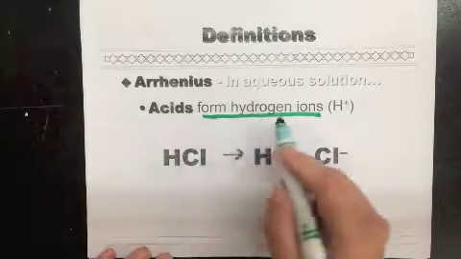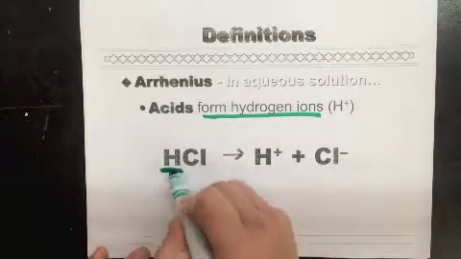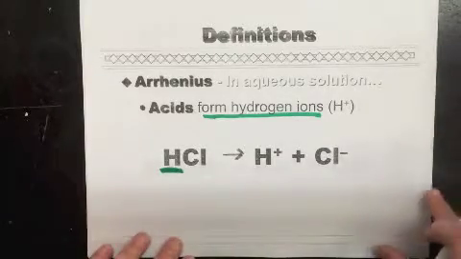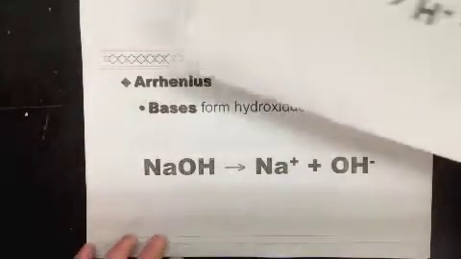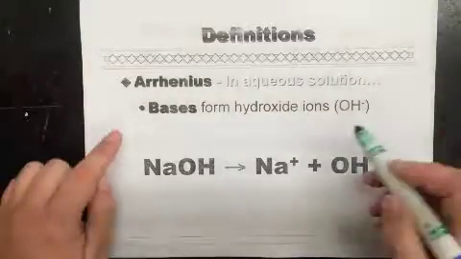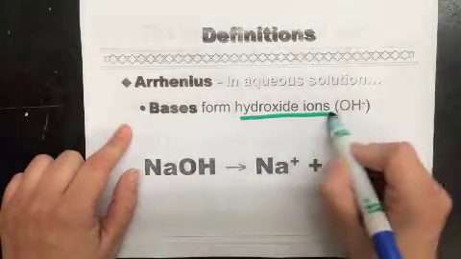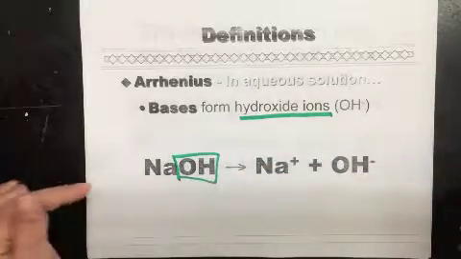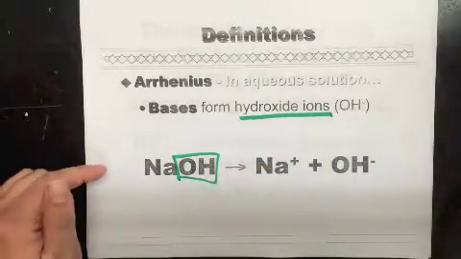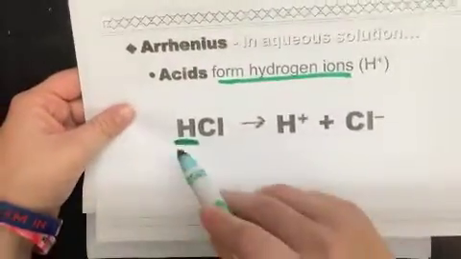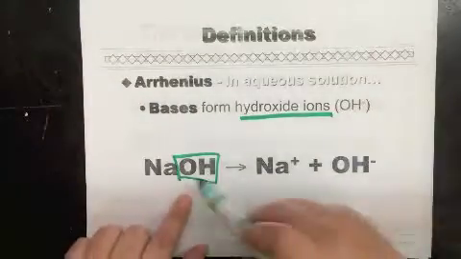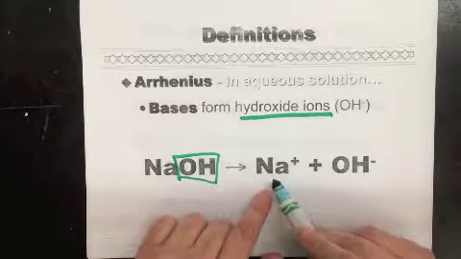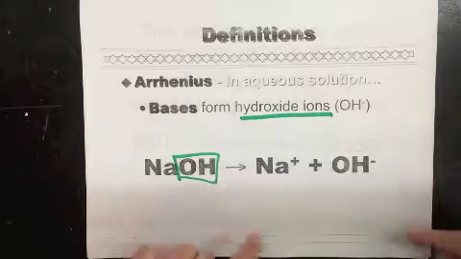He also said pretty much with this definition, if there's a hydrogen in it, meaning just H, then it's going to be an acid. If you compare this to a base, it's going to form hydroxide ions. So in order to form a hydroxide ion, it has to have OH in the chemical formula. So here we go. Acids have an H in front. Bases are going to have that OH in the back. So when you put it into water, it's going to dissolve into the Na plus and OH negative.